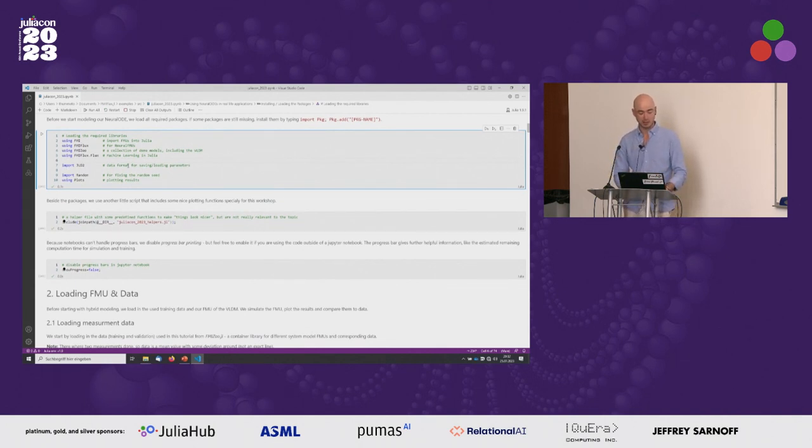We start by loading in the packages. First thing is FMI and FMI Flux and the FMI Zoo. We further need the default machine learning framework in Julia, which is Flux.